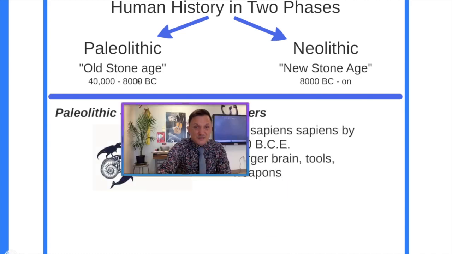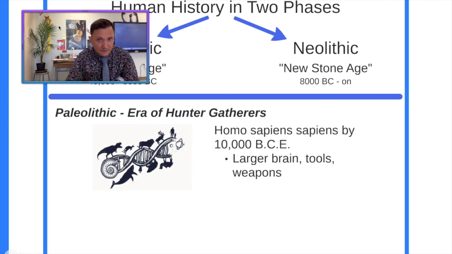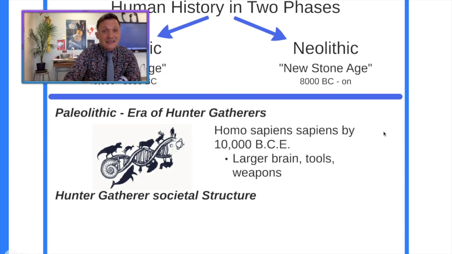So you understand, well, Mr. Terry, what's the difference between Paleolithic and Neolithic? Well, you know what? I'll tell you, Haven. Paleolithic is the era of hunter-gatherers. Hunter-gatherers are people that have a lot of defining characteristics. They live a non-sedentary life. They are originally going to be people known as Homo sapiens sapiens.